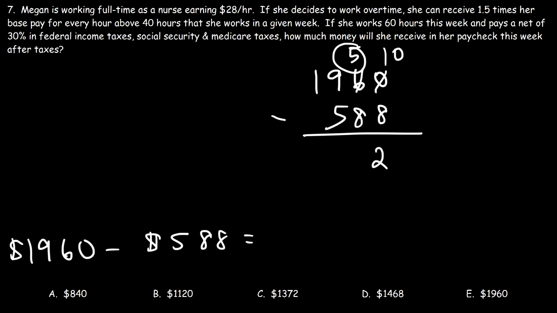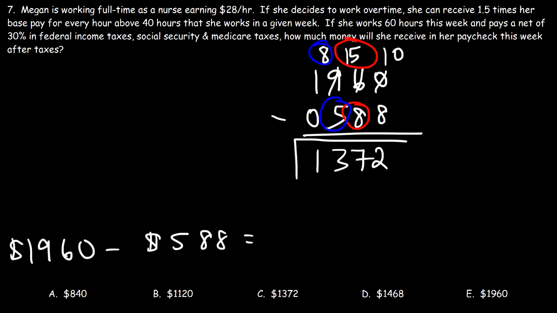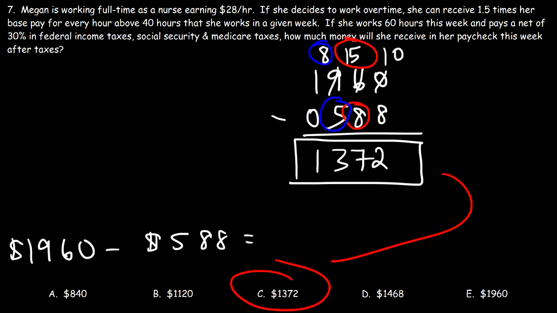Now we can't subtract 5 and 8, so we need to borrow another 1. Let's take a 1 from 9. So the 5 becomes 15, and the 9 becomes 8. So now we need to subtract 15 by 8. 15 minus 8 is 7. And then 8 minus 5 is 3. 1 minus nothing, or 1 minus 0, is 1. So her take-home pay is going to be $1372. That's after taxes, which means C is the right answer.